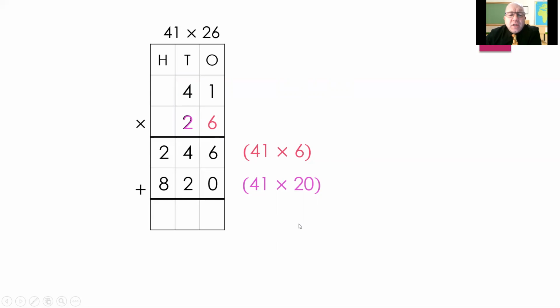And then finally, we just add through. So we're going to have 6. 4 tens and 2 tens is 6 tens. 2 hundreds plus 8 hundreds is 10 hundreds. So 0 in the hundreds column, and 1 will go into the thousands column here. 41 times 26 is 1066.